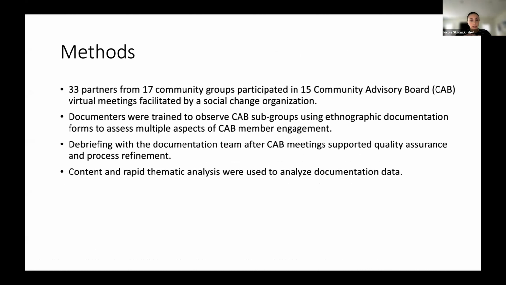In terms of our methods, the data source that we used were two community advisory boards from two separate but related research projects focused on addressing COVID-19 disparities. We included 33 partners from 17 groups who comprise these community advisory boards. We held 15 advisory board meetings, and we trained primarily undergraduate research interns and a few master's level research assistants to observe our community advisory board meetings using these ethnographic documentation forms that I'll show you.